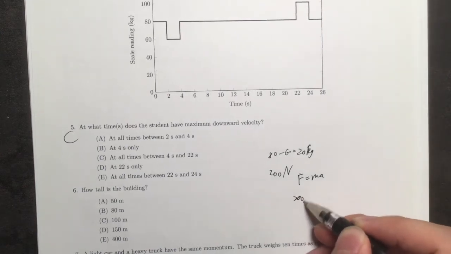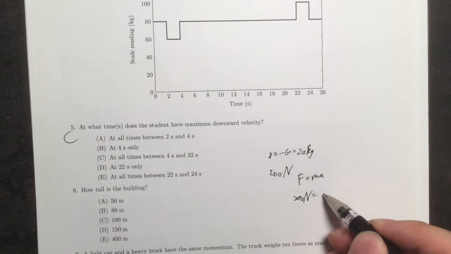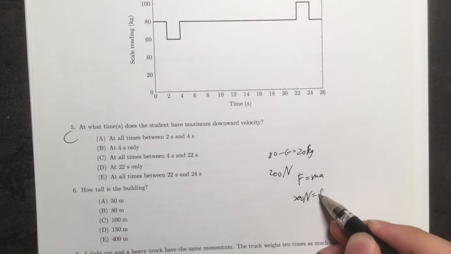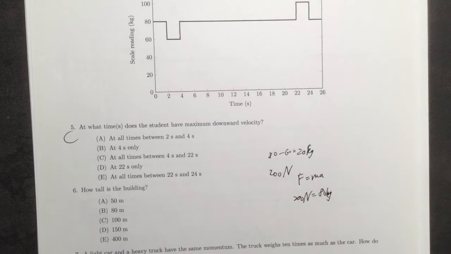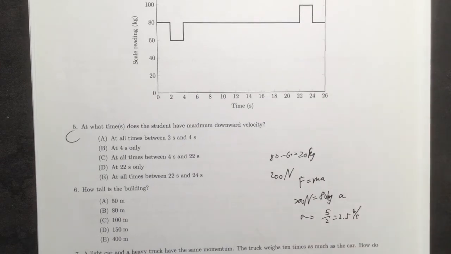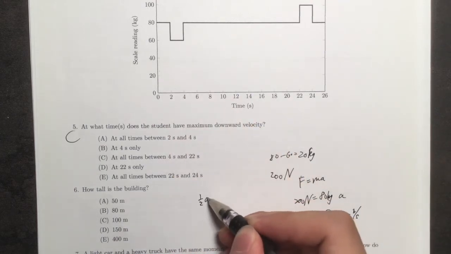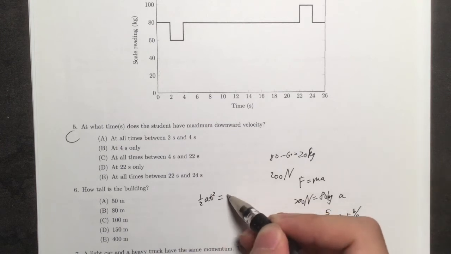So 200 newtons is equal to the mass of the student times acceleration. The mass of the student is 80 kilograms, because that's his normal weight at the beginning when the elevator is not accelerating, times a. So acceleration will be equal to 200 divided by 80, which is 20 divided by 8, which is 5 over 2, which is 2.5 meters per second squared.